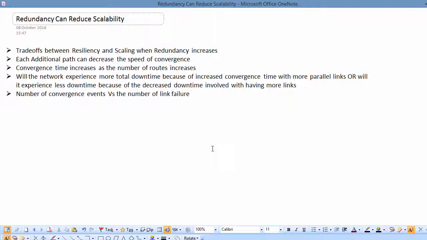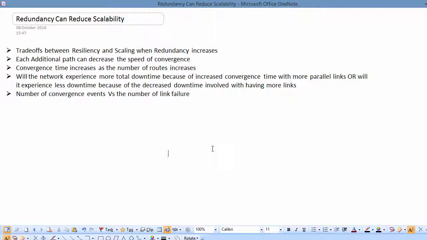So the answer depends on the frequency of link failure, the amount of time required to restore a failed link, the number of routes in the network, the number of times the network converges on a given route, and so on. There are many other factors which might need to be taken into consideration. So the answer is not straightforward. In most situations, however, adding a third parallel link tips the scale against higher resiliency because of the increased convergence time with few gains in link uptime.